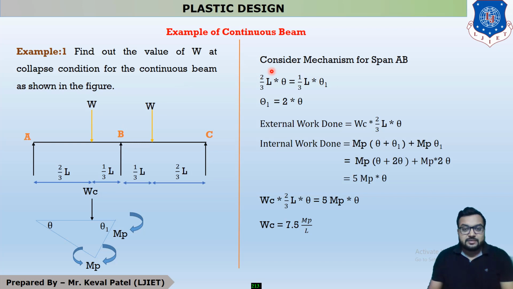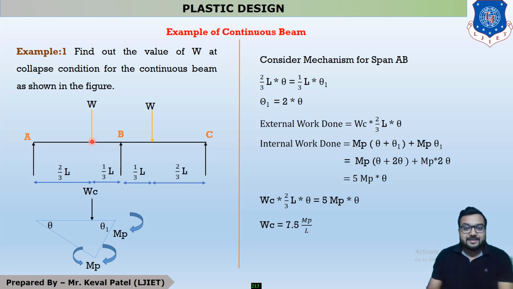Consider a mechanism of span AB. It is already discussed that whenever you have to solve any example, step number 1, the number of redundancies, and step number 2, the number of plastic moments, are not required. So we move directly to step number 3, which is the kinematic method. In the kinematic method, first of all we have to find the deflection shapes.